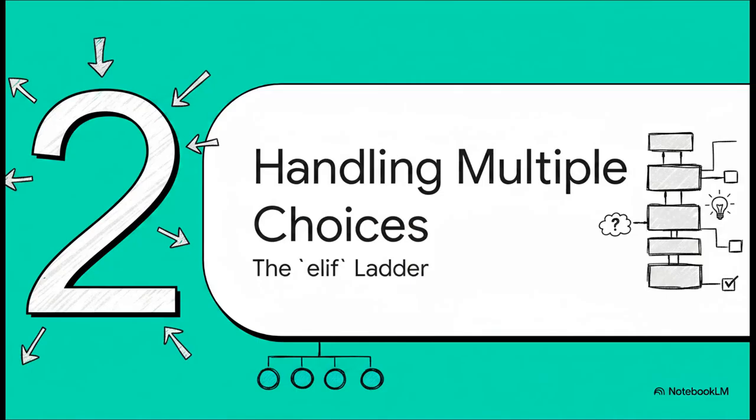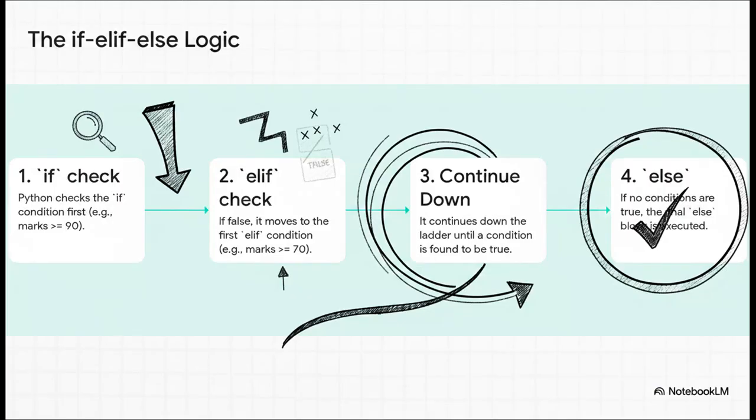Okay, so this or that is great, but let's be real. Life is usually more complicated than just two choices. So what do you do when you've got 3, 4, or maybe a dozen possible outcomes? This is where the elif ladder comes in. An elif is just a short, snappy way of saying else if. Python's really methodical here. It starts at the top, checks the if. If that's a no-go, it moves down to the first elif. Still no, it goes to the next one, and so on, until it gets a yes. It's a strict top-to-bottom process.